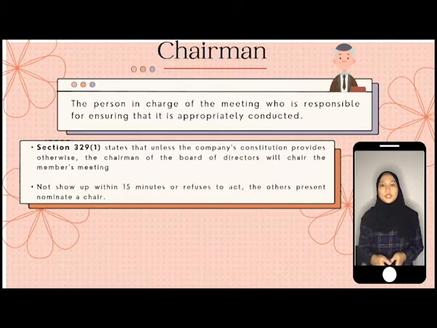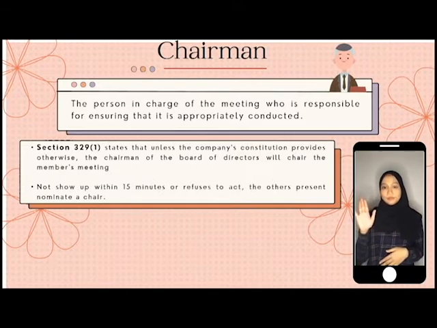When a resolution is put to a vote by show of hands, the chairman has the right to proclaim whether it is passed unanimously, with a certain majority, or lost. His declaration will be entered in the minutes of the proceeding. Moreover, the minutes signed by the chairman of the meeting should be rebuttable proof of the proceeding. This will contain the chairman's statement of the result of the hand vote.